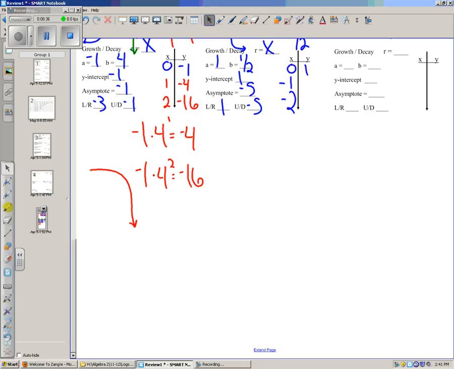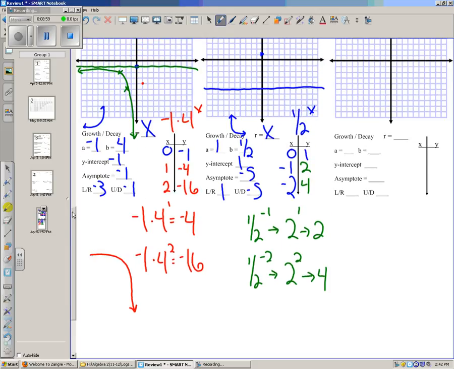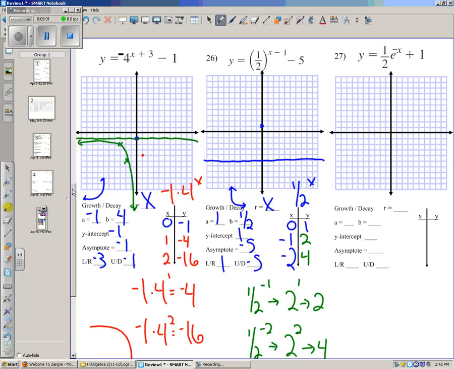So when I put 1/2 to the negative 1 power, again, the negative 1 is just going to switch it to 2. 2 to the first, and so if I put negative 1, I get 2. And if I put negative 2 in, the negative again switches it, and I now have 2 squared, and I get 4 out of it. So those are the 2 points I'm going to graph as well. So negative 1, 2, and negative 2, 4.